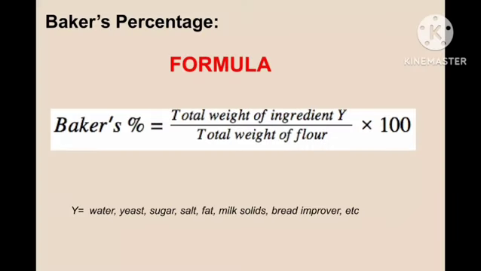Baker's percentage is a system for expressing recipe ingredients as a percentage of total flour weight, where the flour is always 100%. This allows bakers to easily scale recipes, adjust ingredient ratios, compare formulas, and communicate using a common language. To use it, divide the weight of any ingredient by the weight of the flour and multiply by 100 to get the baker's percentage.